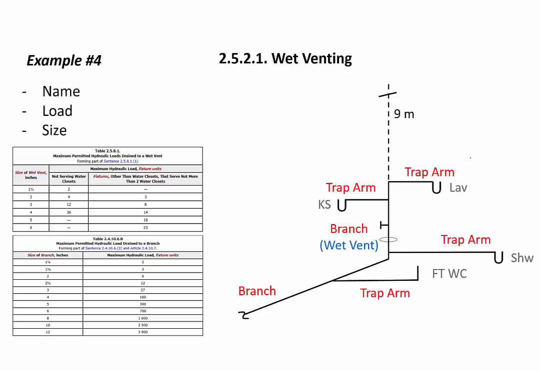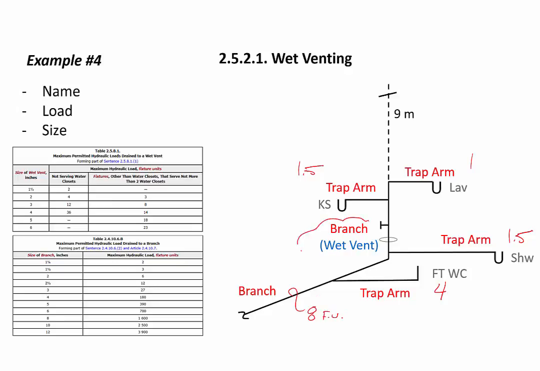So lavatory, 1 fixture unit. Kitchen sink, 1.5, we'll go 1.5. 1.5 for the shower, and 4 fixture units for the flush tank. Okay, draining through our branch down here, we have 4, 7, 8 fixture units in total.